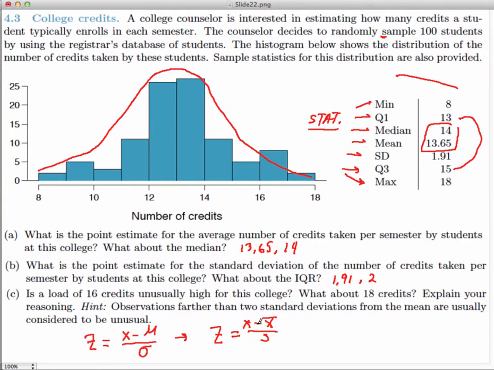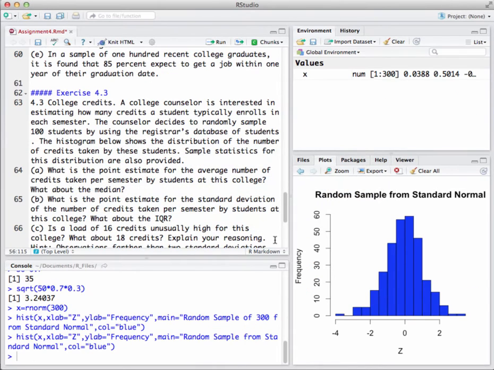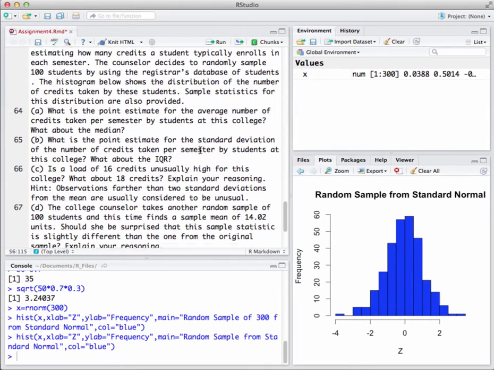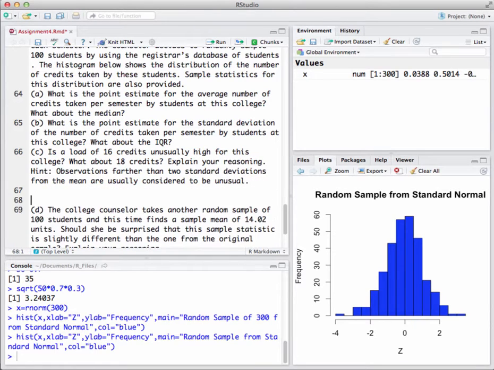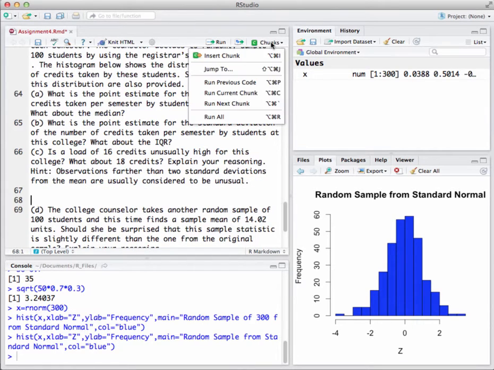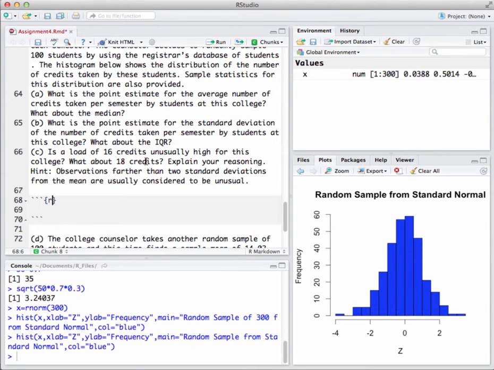So I'm going to go ahead and do that back over here in RStudio. So if we go into RStudio and we go down to part C here, I'm going to go ahead and insert a chunk. So insert a chunk here, and let's go ahead and do the z-score for both the values that they asked us to do, okay? So they asked us to calculate it for 16 units, and they asked us to calculate it for 18 units, okay?